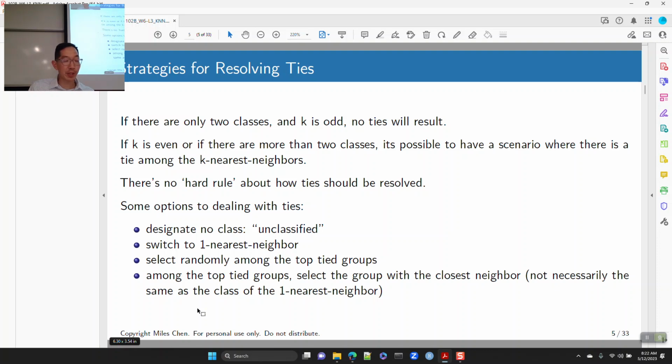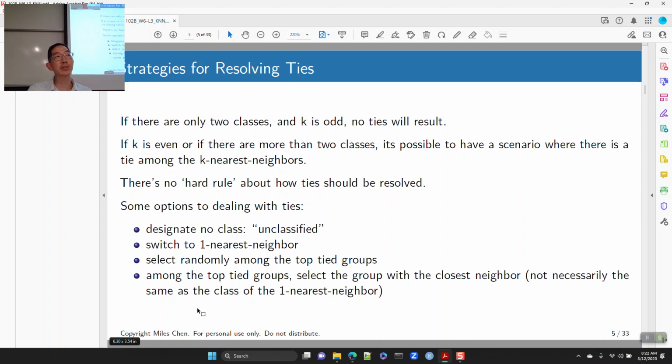Sometimes you end up in situations where you get tie votes. If you have 2 classes and you're using k equal to 10, you look at your 10 nearest neighbors, and it's possible that 5 say let's go with class A, and the other 5 say let's go with class B, and now you're in a tie situation. So often recommended is to use an odd number k, and if you only have 2 classes and you use an odd number k, then you won't have a tie. But if k is even, then you could end up with a tie.